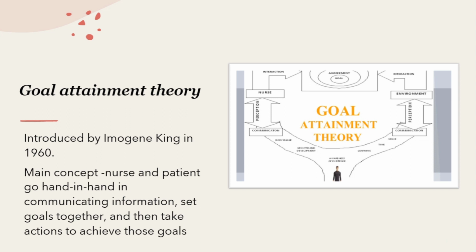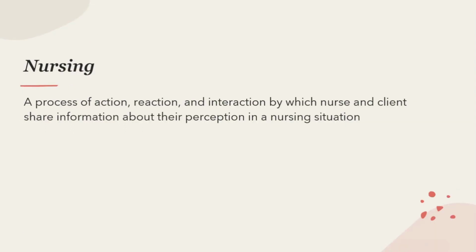Imogene King defined nursing as a process of action, reaction and interaction by which nurse and client share information about their perception in a nursing situation. Let's consider a patient has come to a hospital with a fever and he is being attended by the on-duty nurse. This is the nursing situation.